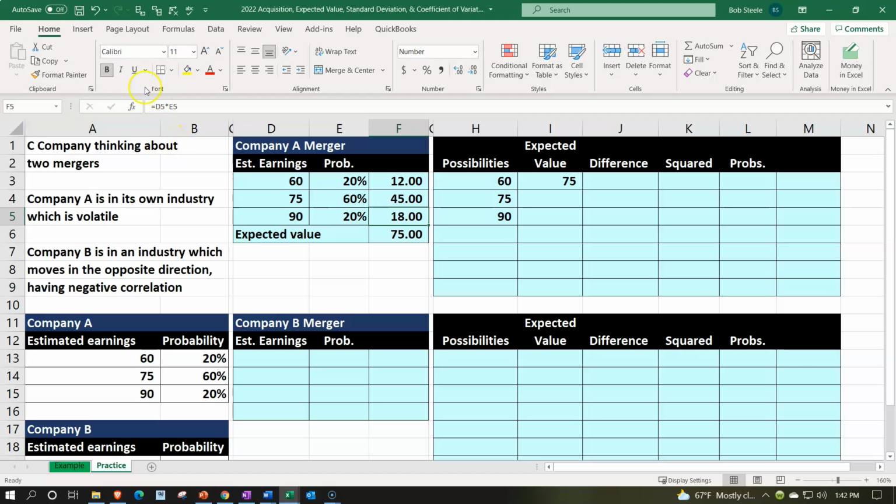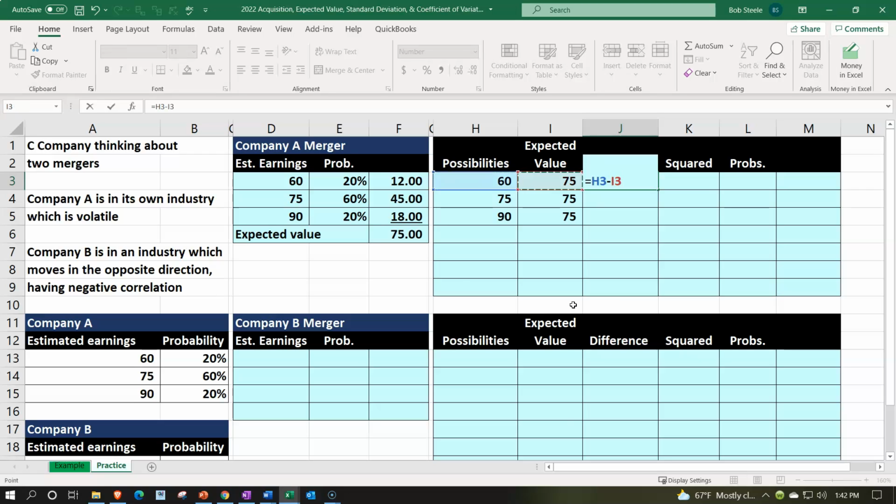And then let's go to the font group and underline. There's the 75. I'm going to compare that all the way down. So then we're going to compare the possibilities to the expected value, which is 60 minus the 75. Then I'm going to copy that down, or let's just do it the whole way down. This will be 0. This will be 90 minus 75, or 15.